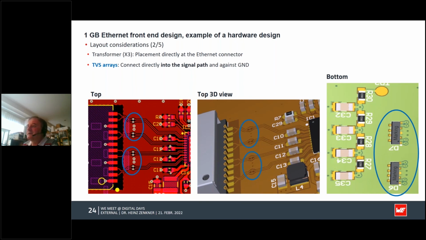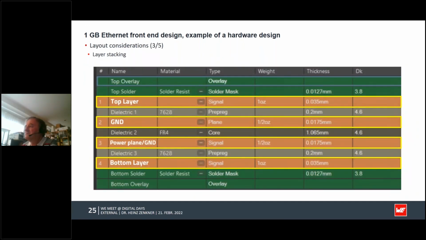On the next slide, you see the layer stacking. The top layer is ground, and you have the thickness, which is a standard setup, and the dielectric constant. You know that the top solder mask has a little lower dielectric constant, which has to be considered.